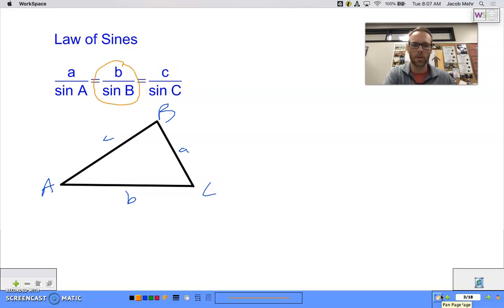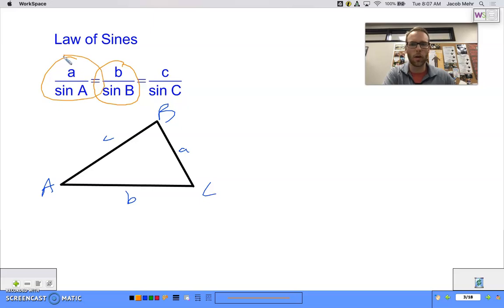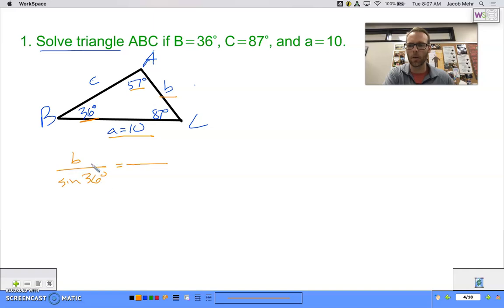So let's look at the information that we have. What side length do we know? We know side A. We also know angle A, which allows us to use this one. We can't use C over the sine of C because we don't know the length of side C. Okay? So we have to use this one. So we're saying B over the sine of angle B, B over the sine of 36 degrees equals A, 10, over the sine of angle A, which is the sine of 57 degrees. There's my proportion. Now we can solve this.